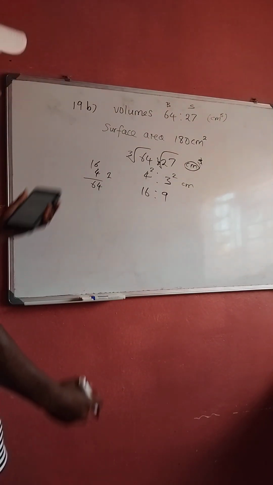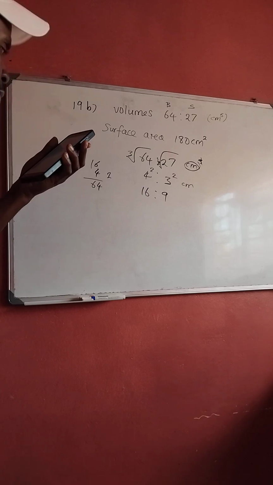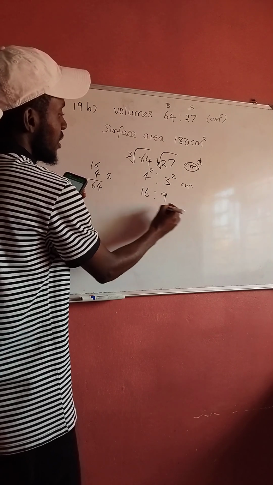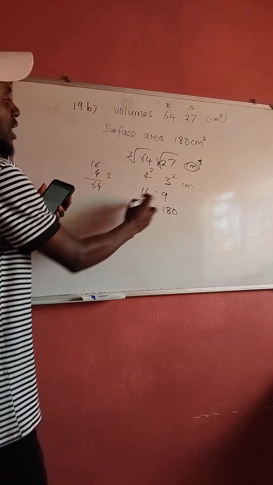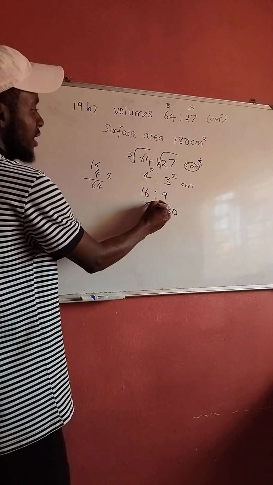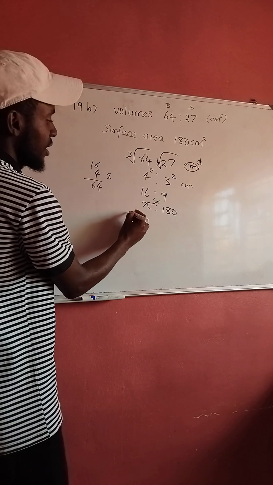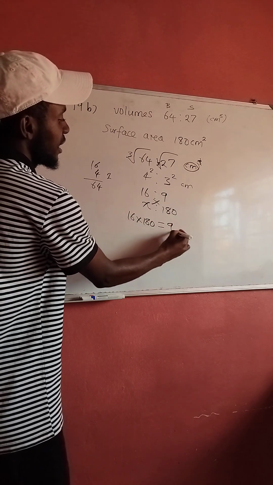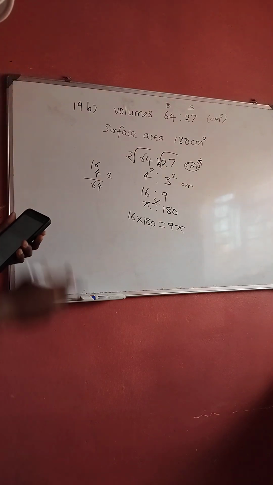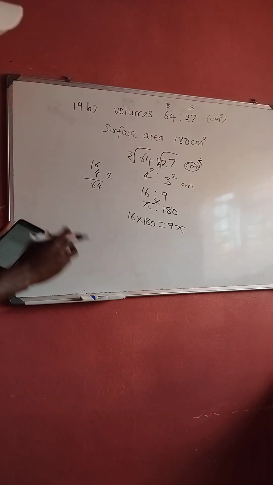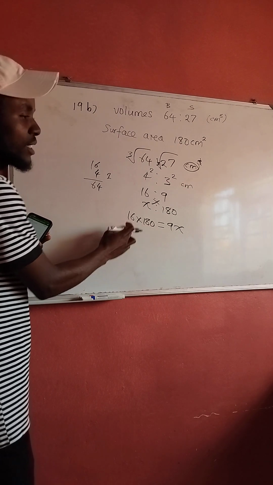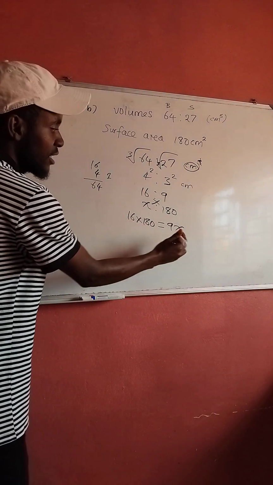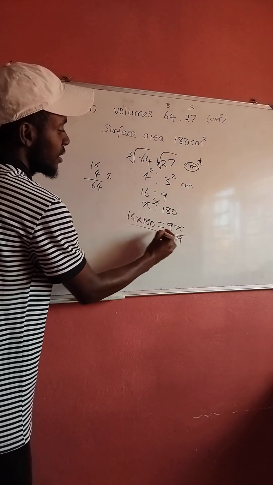Then the surface area of the smaller solid, where there is a smaller number, this side is 180. Then we want the surface area of the bigger one, this side. So you cross multiply at this point. We have 16 times 180, then 9 times x. Since this is paper 1, you don't have a calculator, so don't multiply 180 times 16, you'll be wasting time. Just write it as 16 times 180, then divide both sides by 9.